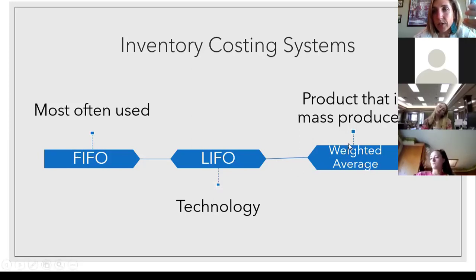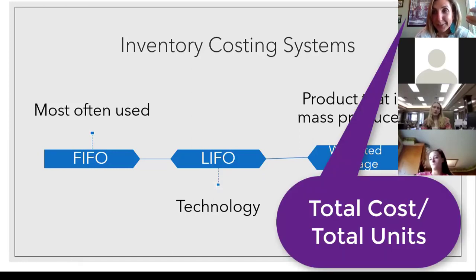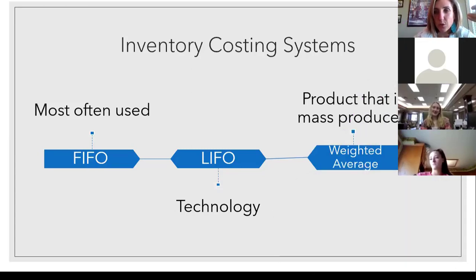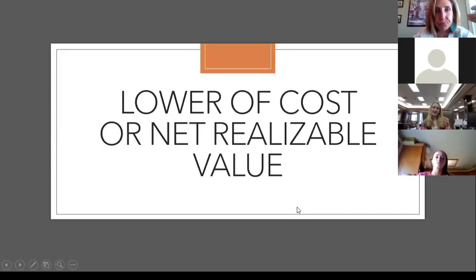And then weighted average is simply an average, except you have to use the totals. Total. You care about TAL? I care about TAL, right? That's all about me in this class. So you have to use the totals. Total cost divided by total units. And I'll show you an example of that one.